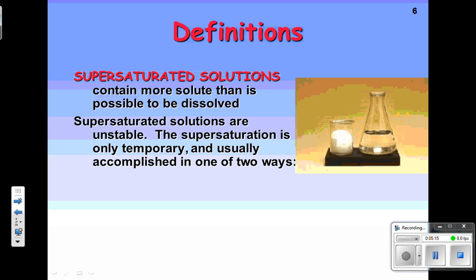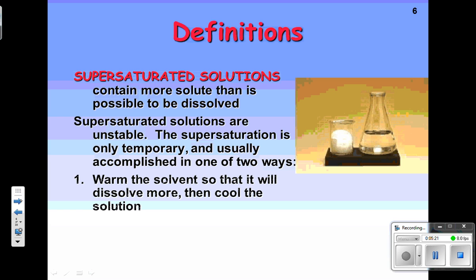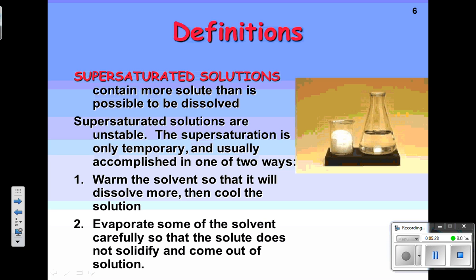Next term. Supersaturated solutions are only temporary and usually only accomplished in one of two ways. Warm the solvent and then add more stuff to it and then cool it down. Or evaporate off some of the solvent by just letting it sit there, and be careful so nothing solidifies. So those are the two ways.